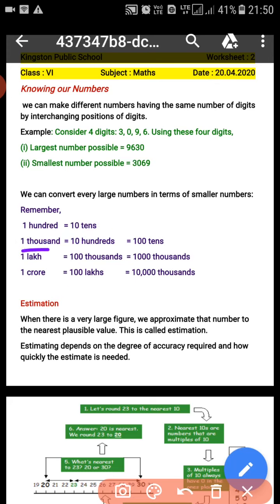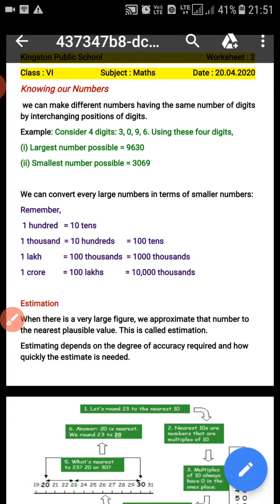Okay. Then another example is 1000. 1000 is also written as 10 hundreds or 100 tens in terms of smaller numbers. Okay. Then 1 lakh is written as 100 thousands. Then 1 crore is written as 100 lakhs or 10,000 thousands. Okay. This is how we convert every large number in terms of smaller numbers.